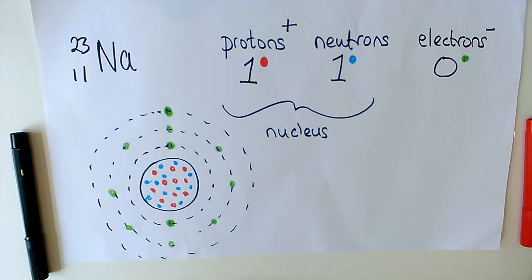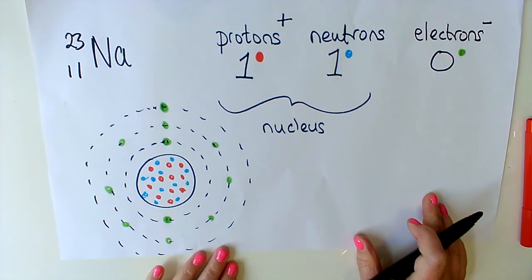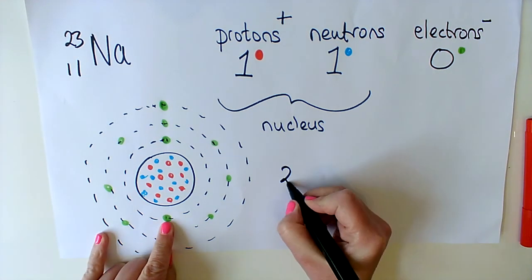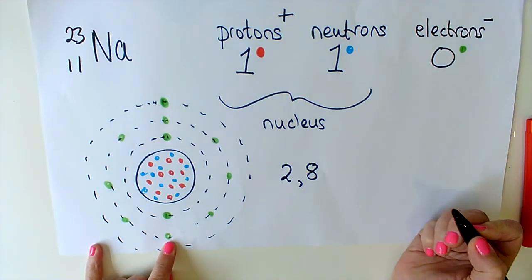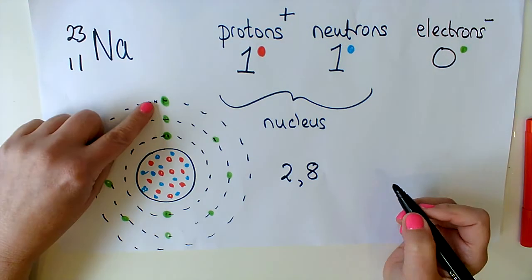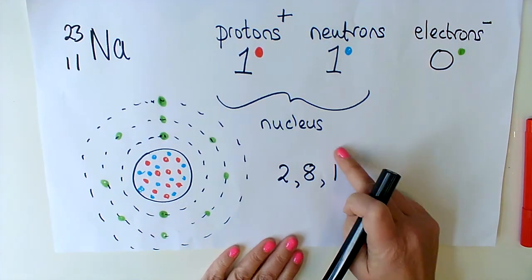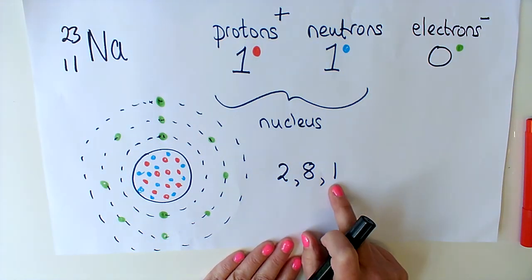How do we write that? We write something called the electron configuration. For sodium, the electron configuration is 2 for that full inner shell, 8 for the full middle shell, and 1 for the outer shell. It has 1 electron in its outer shell, and that tells us that sodium is in group 1. All the elements in group 1 have 1 electron in the outer shell.